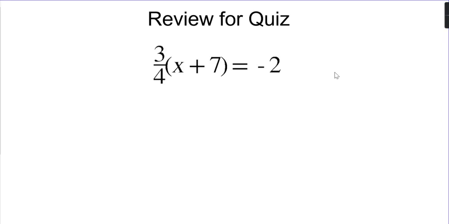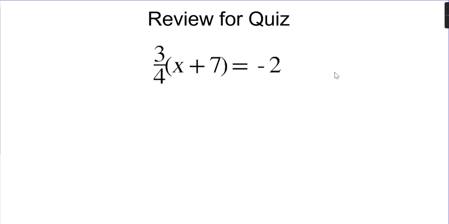Here we have a problem with a fraction that's getting multiplied by parentheses. 3/4 multiplied by (x + 7) equals -2. When I have a fraction, I could distribute that, right? Fraction outside of parentheses, I could say it's 3/4 x plus 3/4 times 7, which is 21/4.